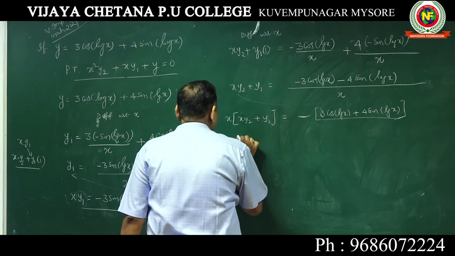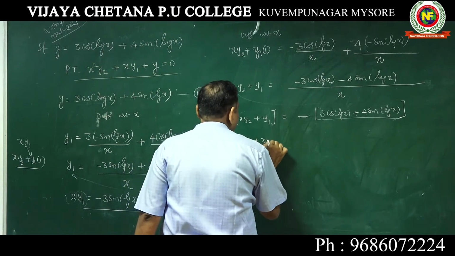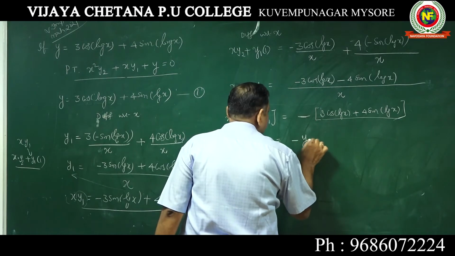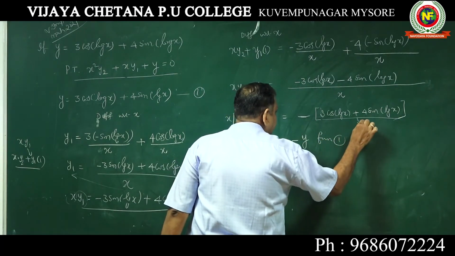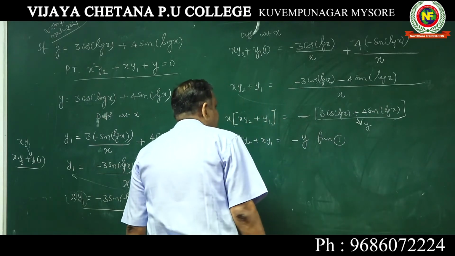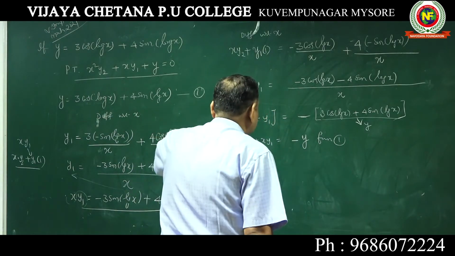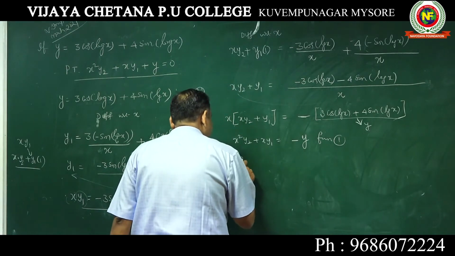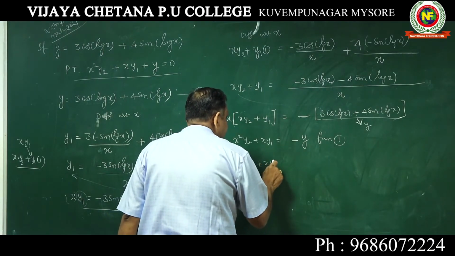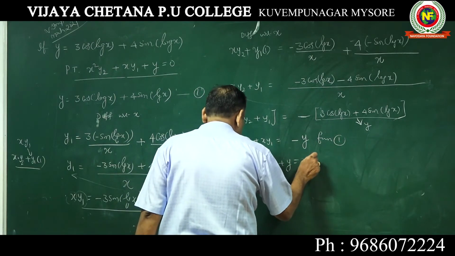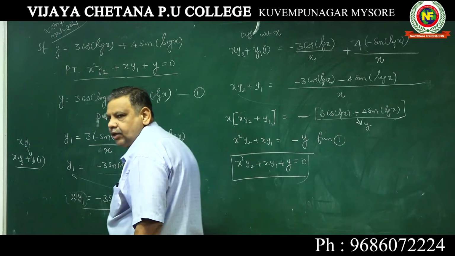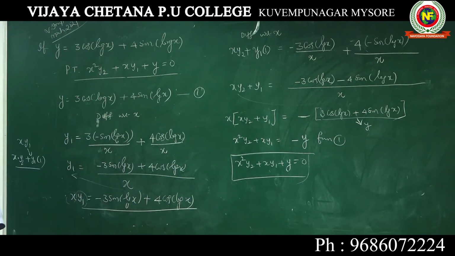Now cross multiply, x square y2 plus x y1 is equal to minus y. This 3 cos log x plus 4 sin log x is y. Shift this y this side, x square y2 plus x y1 plus y is equal to 0. A very important question. This year you may get this question also, and it will be there for 5 marks. A few steps, you can easily remember these steps. Practice well. Mathematics is practicing. You have to practice well, then it will be easy.